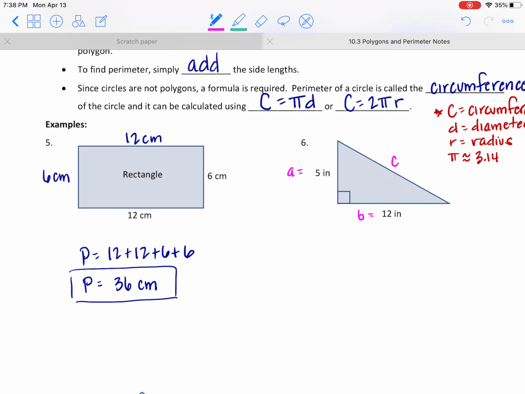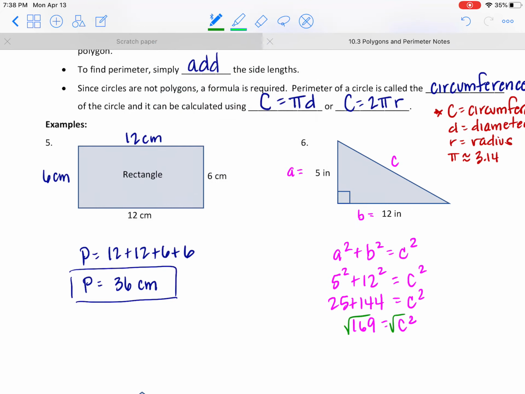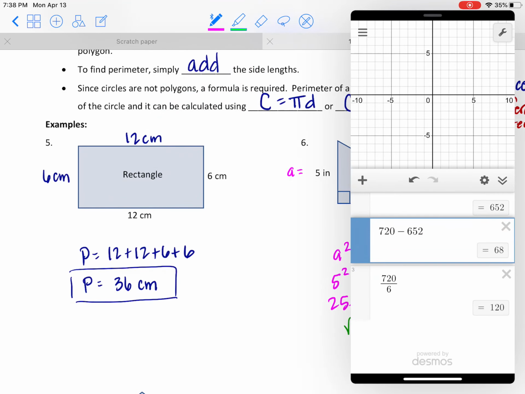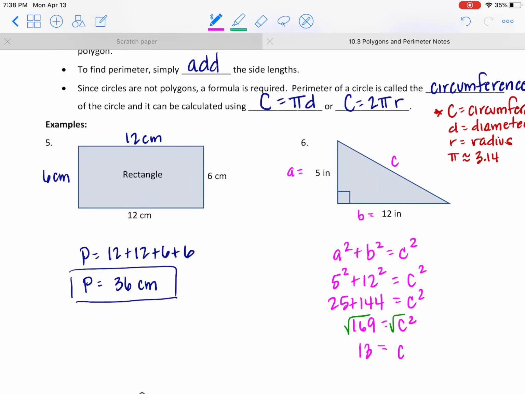So let's say this side is A and this side is B. Then A squared plus B squared would have to equal C squared. So 5 squared plus 12 squared is going to have to equal C squared. So this is 25 and 144. If you add those, you get 169. So what is the square root of 169? I know this, but I just want to make sure you know how to use your calculator. The square root of 169 is 13.